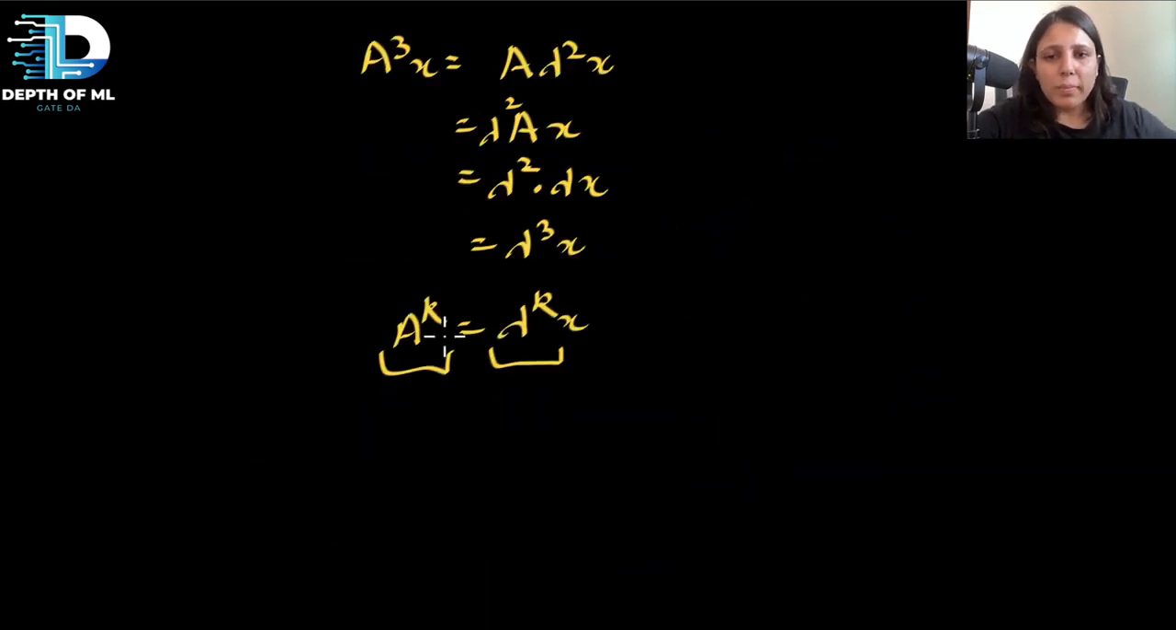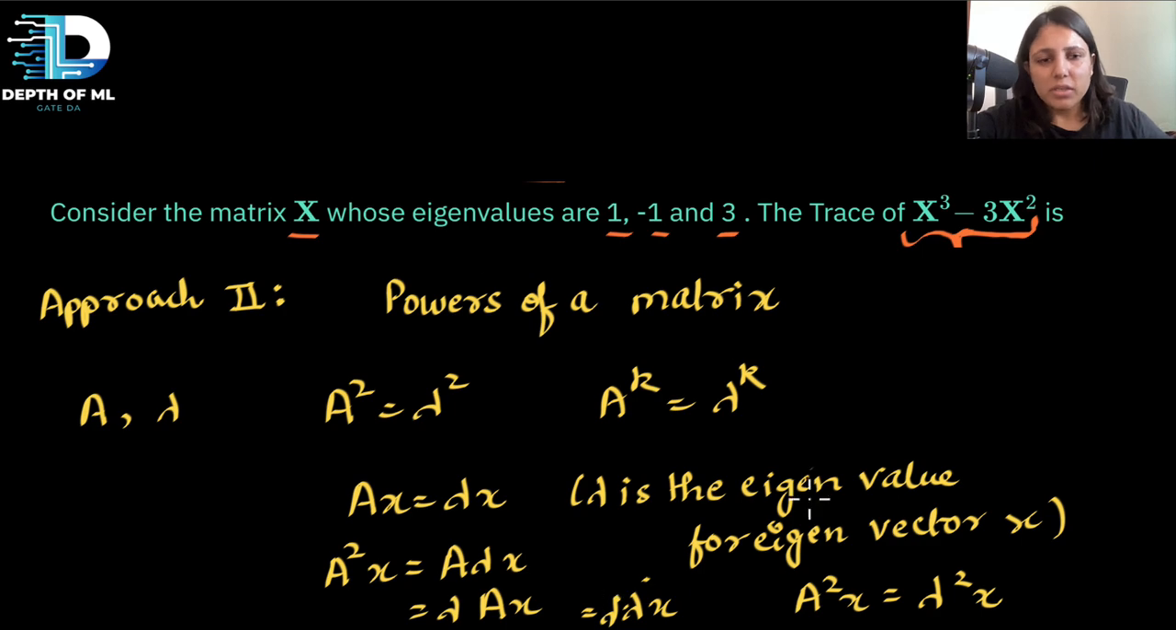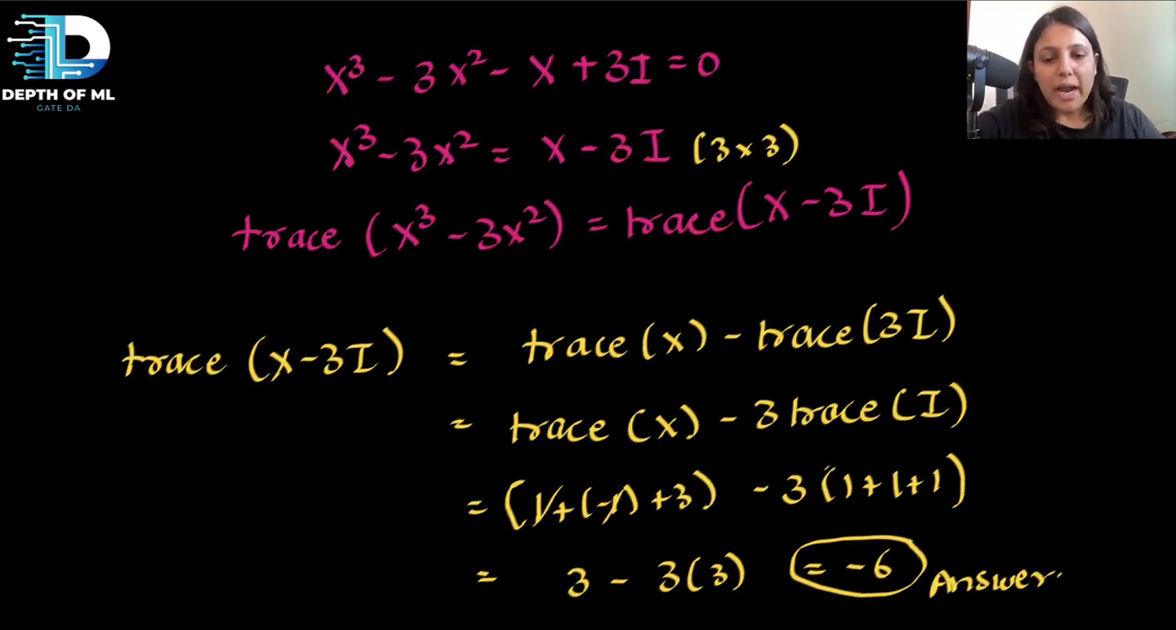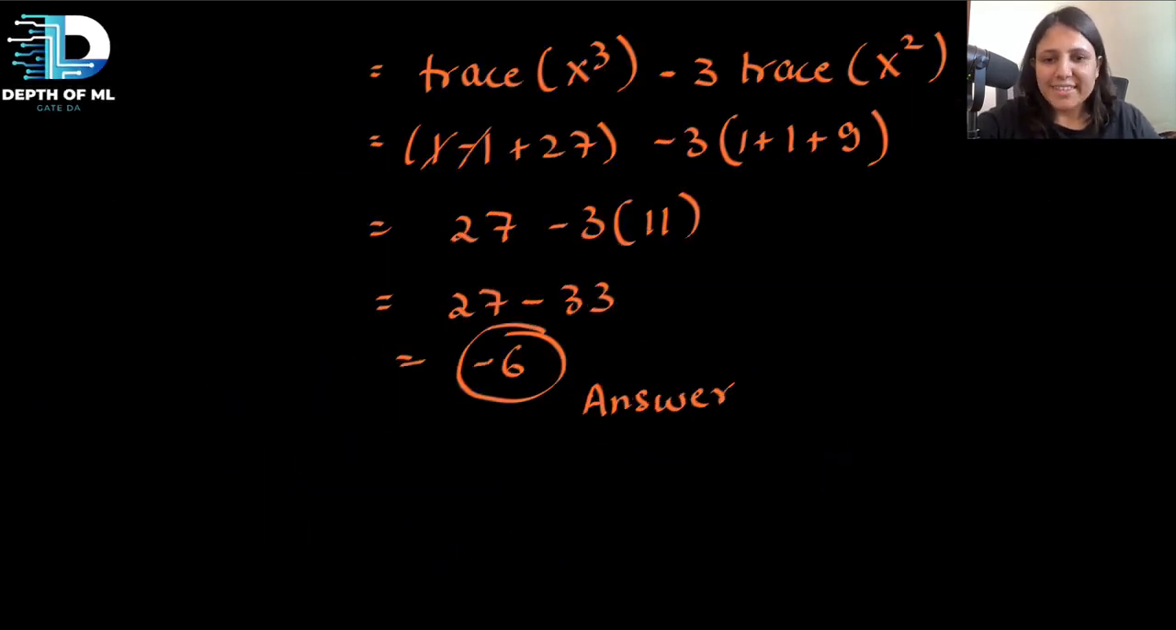Fine. So this is the same answer that we got from the previous method. So if you know this property, this method will be much faster compared to the one where we had to find the characteristic polynomial. Hope you like this problem.